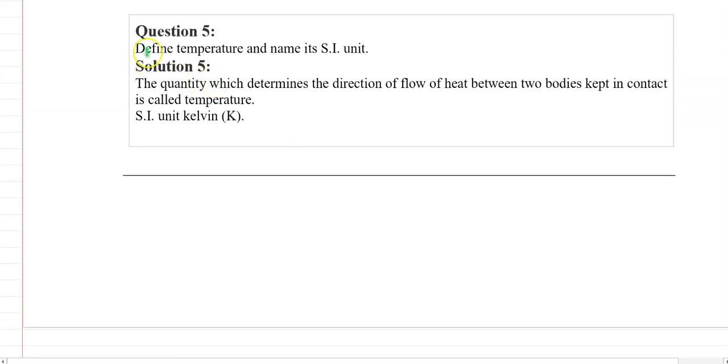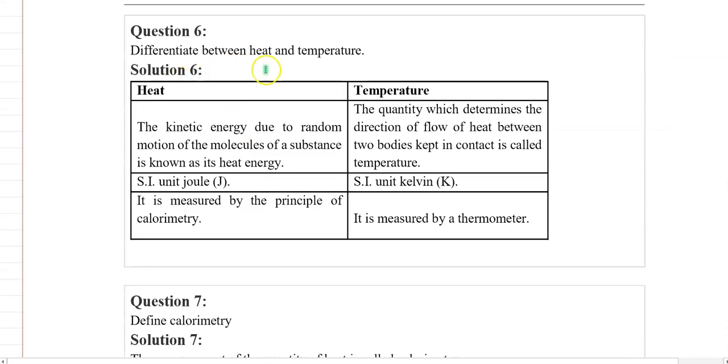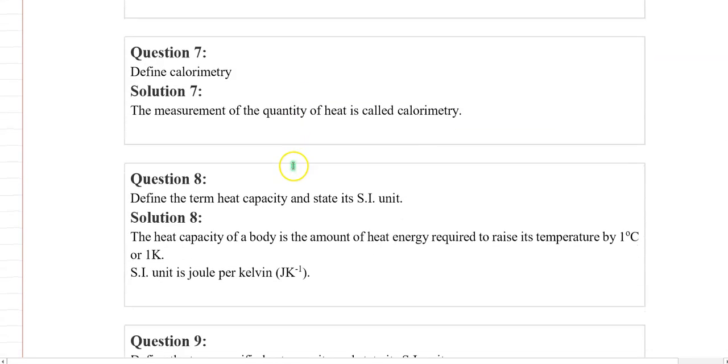Define temperature and name its SI unit. We know temperature is the measurement of heat, and it determines the direction of flow of heat. The SI unit is Kelvin, not centigrade. You have to memorize that the SI unit of temperature is Kelvin. The difference between heat and temperature we have already told.